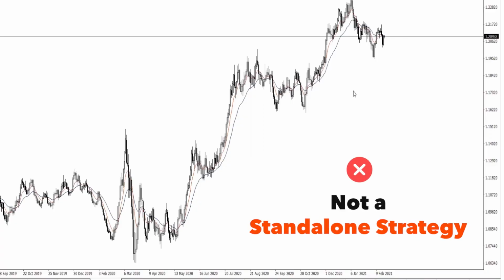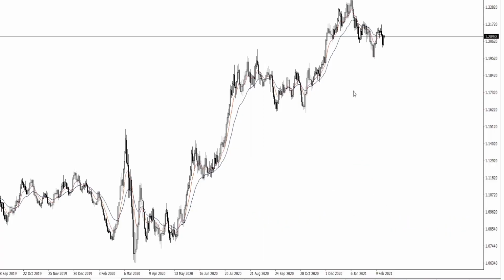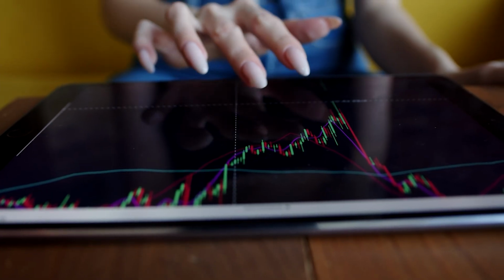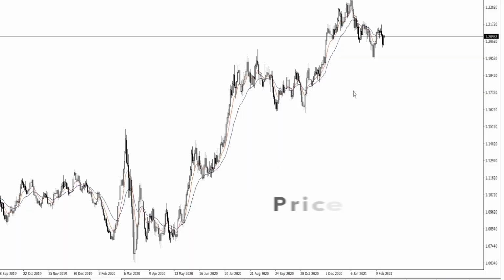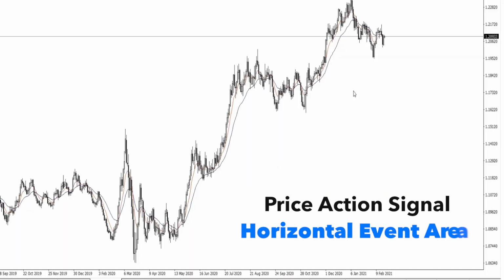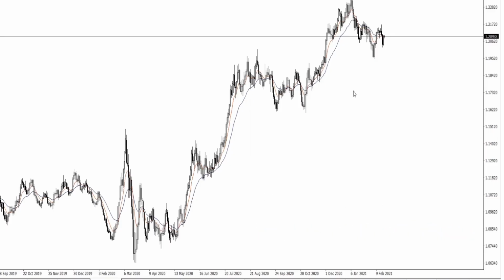a standalone strategy by itself. That is something that you should never do. Fibonacci retracements, traders, are an addition, if you will, to add more weight to your trading decisions. So that would be a price action signal formed at a horizontal event area, and then if that happened to coincide with a Fibonacci retracement, that gives you another confluent factor to warrant entering the market.